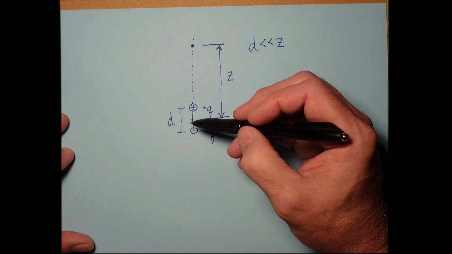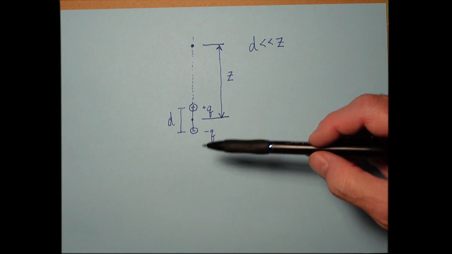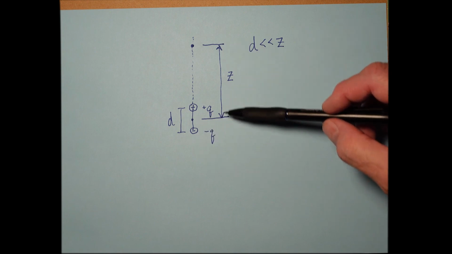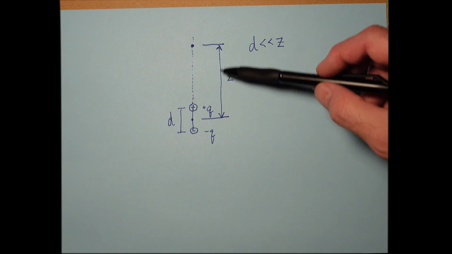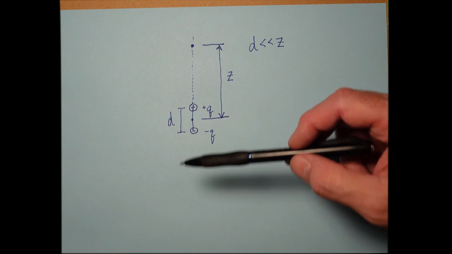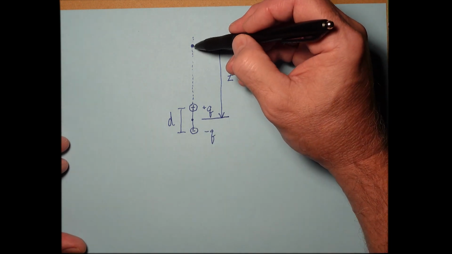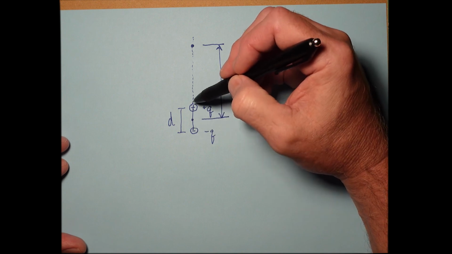So if we were dealing with a real dipole, then d is going to be on the order of nanometers. Z is going to be on the order of centimeters to meters. So this is a macroscopic measurement. This is a micro or nanoscopic measurement. Now let's think about the electric field at this point due to these two charges that are some distance away.